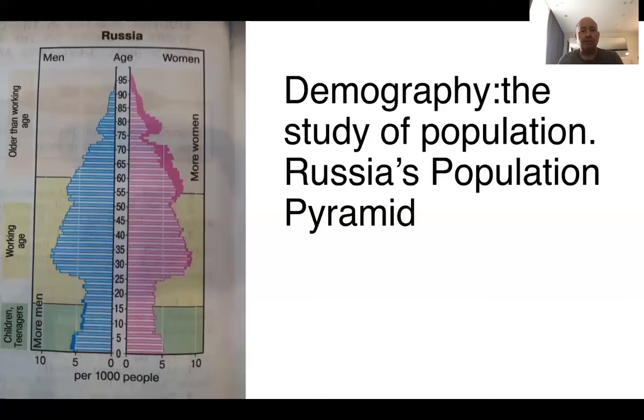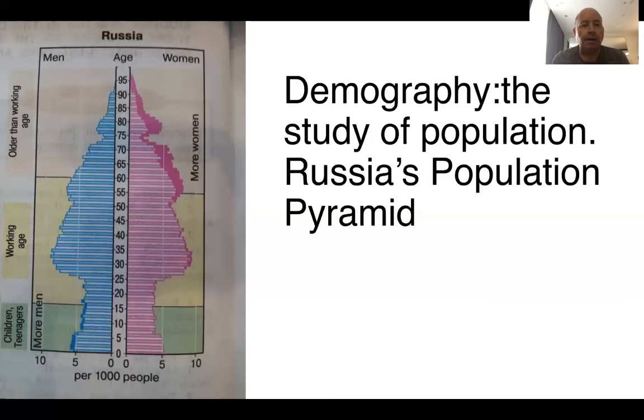The widest part of the pyramid is the age group roughly 30 to 35. So there are more people in the 30 to 35 age group than any other age group in Russia. Roughly speaking, about 8 out of every 1,000 men in Russia and about the same number of women per 1,000 belong to the age 30 age group. So that is the largest age group in Russia.